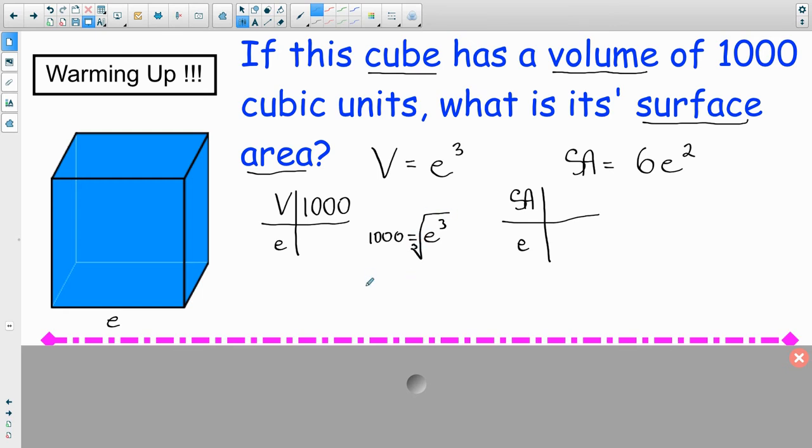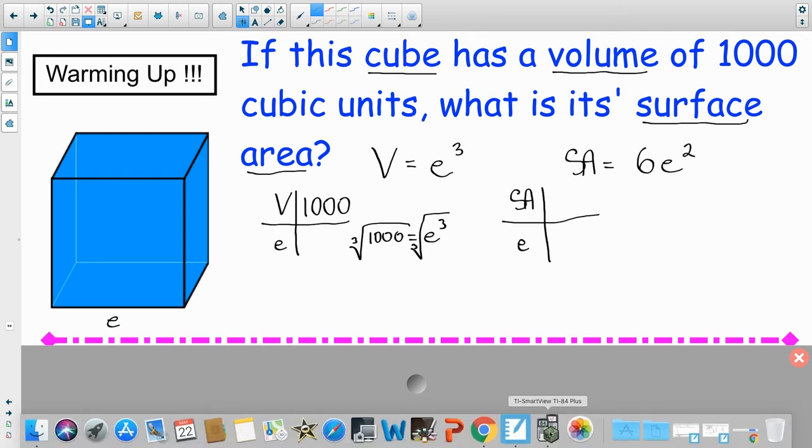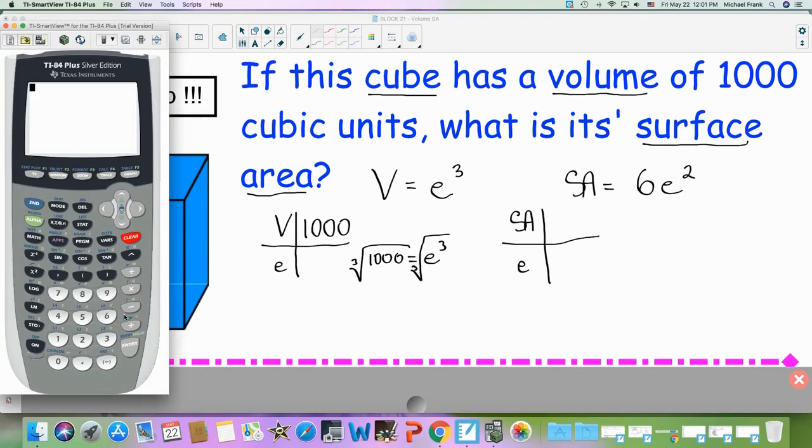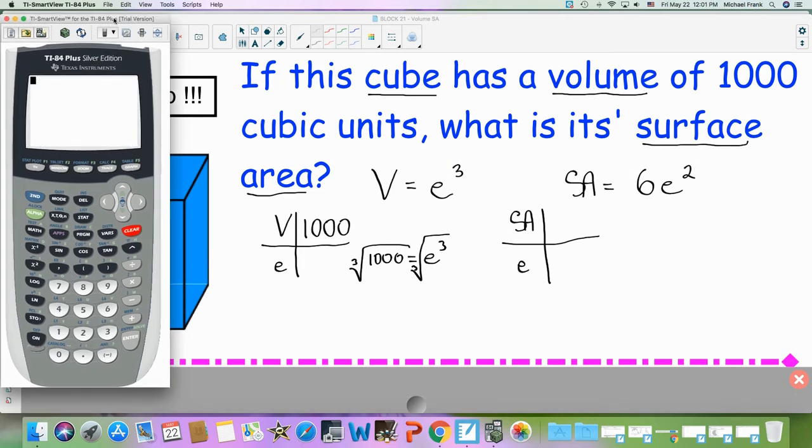That means the cube root. And of course, if we're going to cube root one side, we have to go to the other side and also cube root. Now, to take a cube root of a number in your calculator, there's a couple different ways you can go about it.